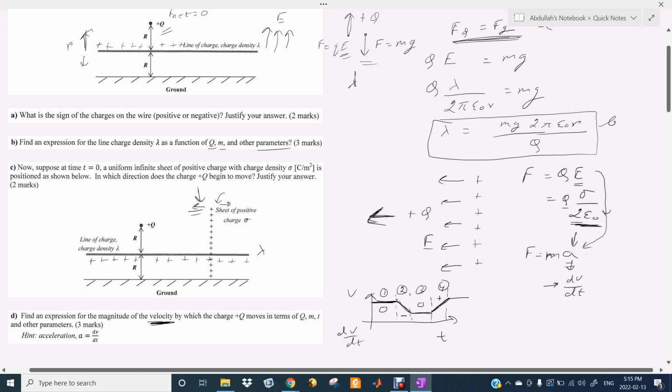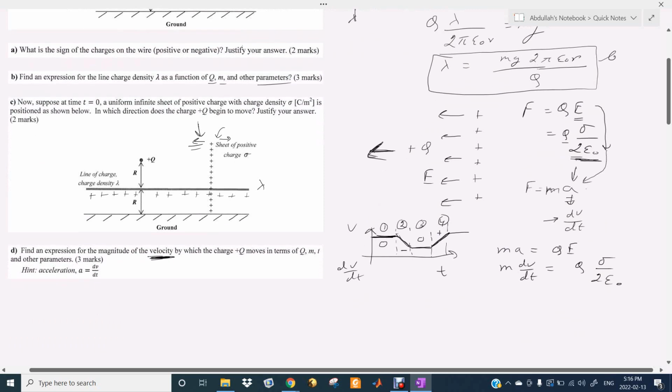Then we'll plug that in. Since we know acceleration is equal to dv by dt, the Newtonian mechanical force, m times acceleration, has to be equal to the electrical force, QE. And this E we know is sigma by 2 epsilon naught.